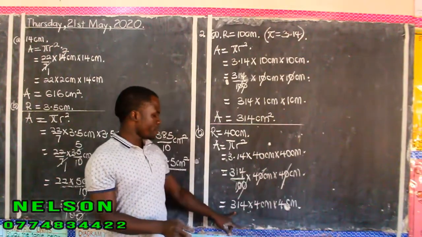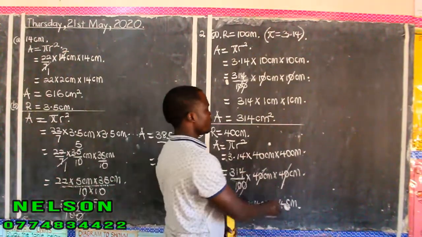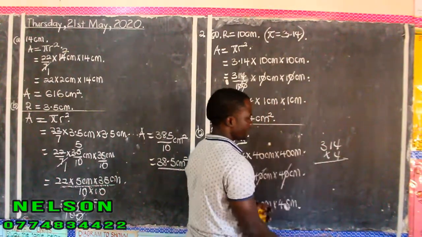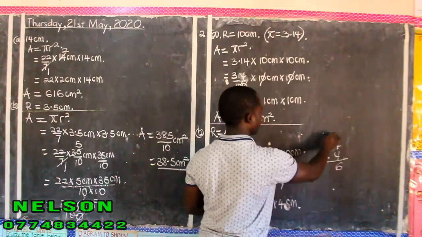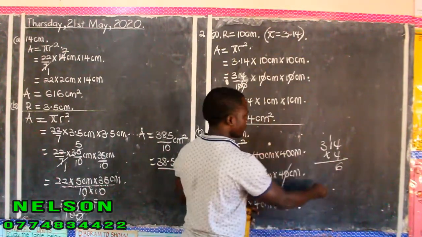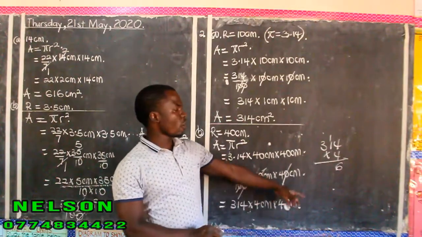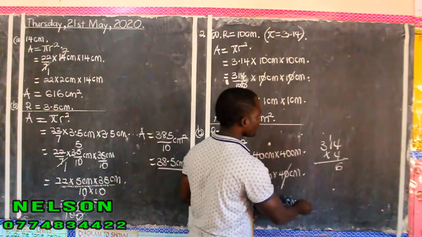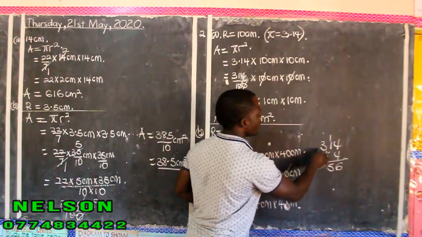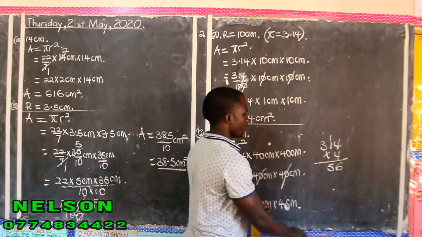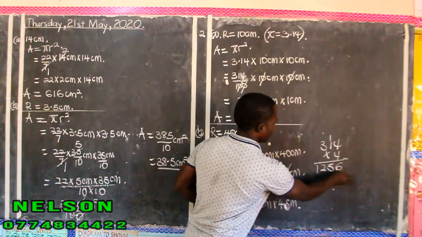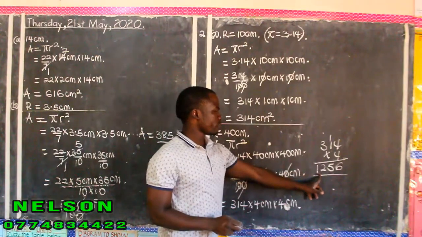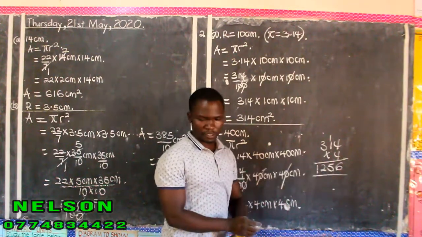We are now going to multiply 314 times 4. 314 times 4, what do we get? 4 times 4, we get 16. Write 6 and carry 1. 4 times 1, we get 4 plus 1, we shall write 5. 4 times 3, we shall write 12. And what we get here as our answer is 1256.